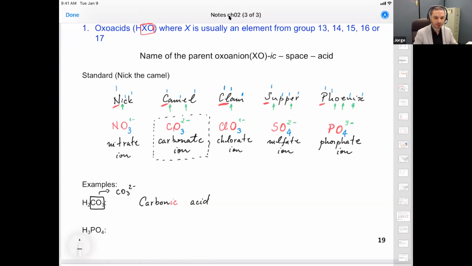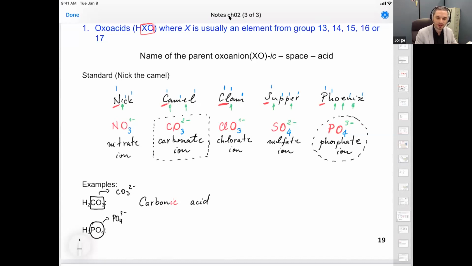Now let's see H3PO4. Again, we have hydrogen, an element, and oxygen. Therefore, this is an oxoacid. First thing is to identify the oxoanion. Very simple. Exclude the hydrogen, and the rest of the elements will give you the oxoanion. Therefore, what we have here is PO4, and we know from Nick the Camel that PO4 has a charge of 3 minus.